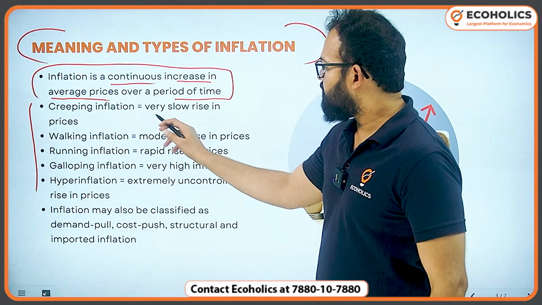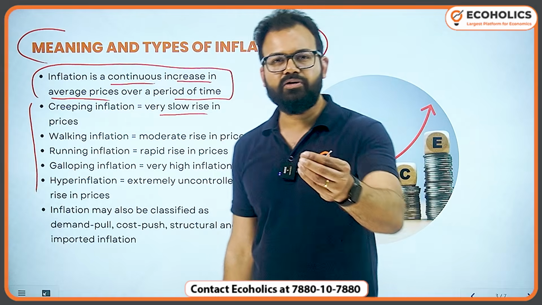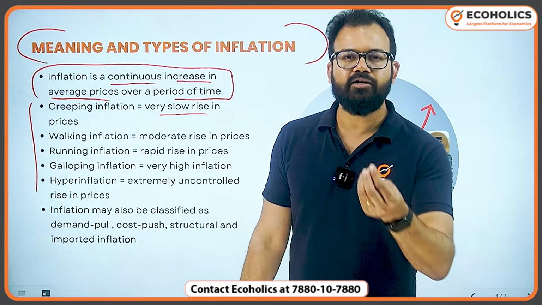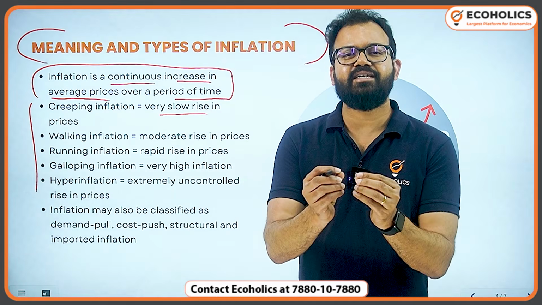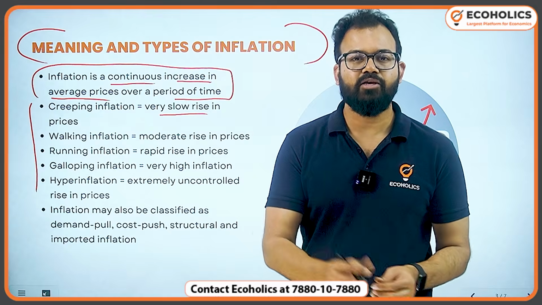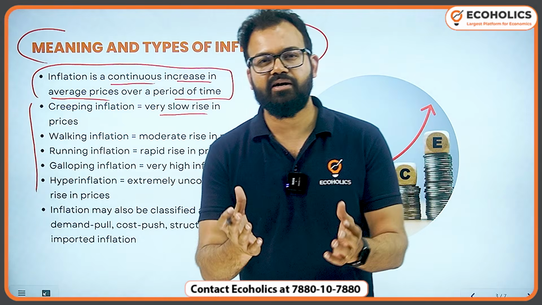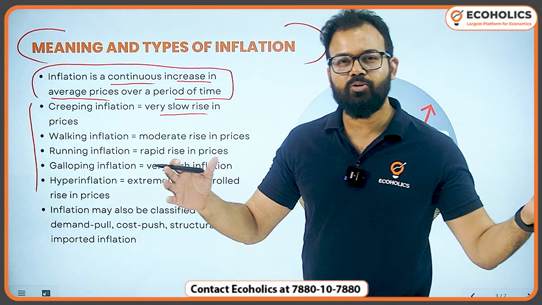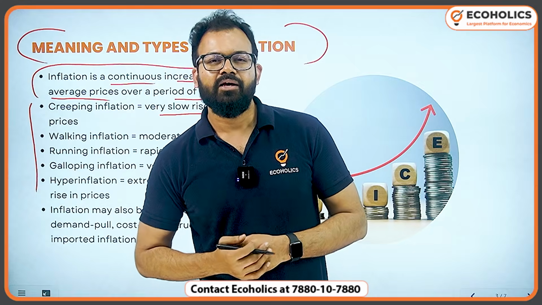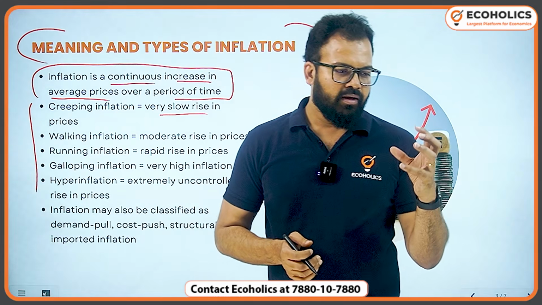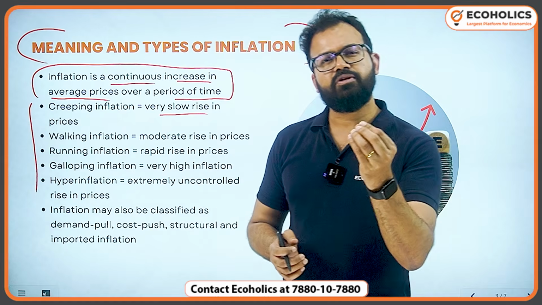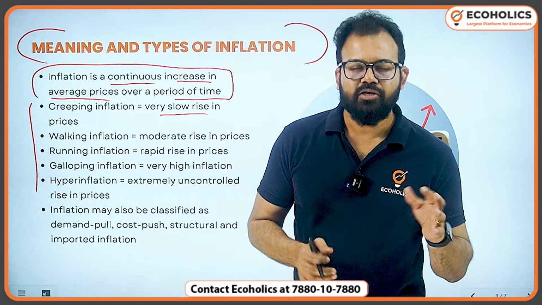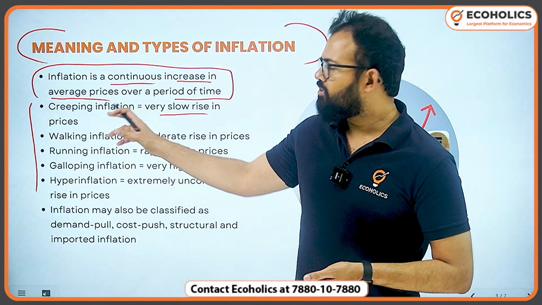Creeping inflation is a very slow rise in price. For example, your tea costing 7 rupees goes to 8 rupees per cup, then 10, then 11 rupees. It means slight changes that will not have an impact. Like for a haircut, suppose it costs 50 rupees and from the next month it costs 60 rupees. You will not mind it. So that's what we call creeping inflation.